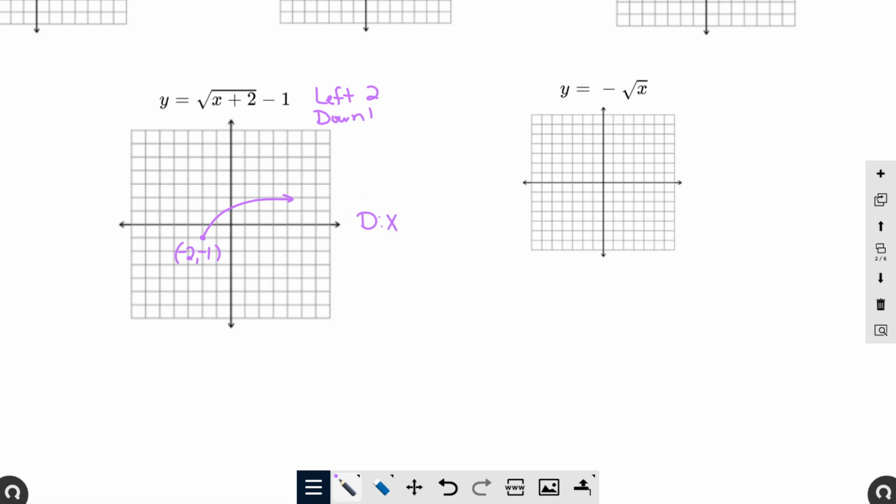The domain would be x is greater than or equal to -2. And the range? Very good. So see how we could do that problem without graphing it on our calculator? Just look for the numbers. If they're with x, it's left or right, opposite of what you think. If it's at the end, it's up or down, exactly what you think.